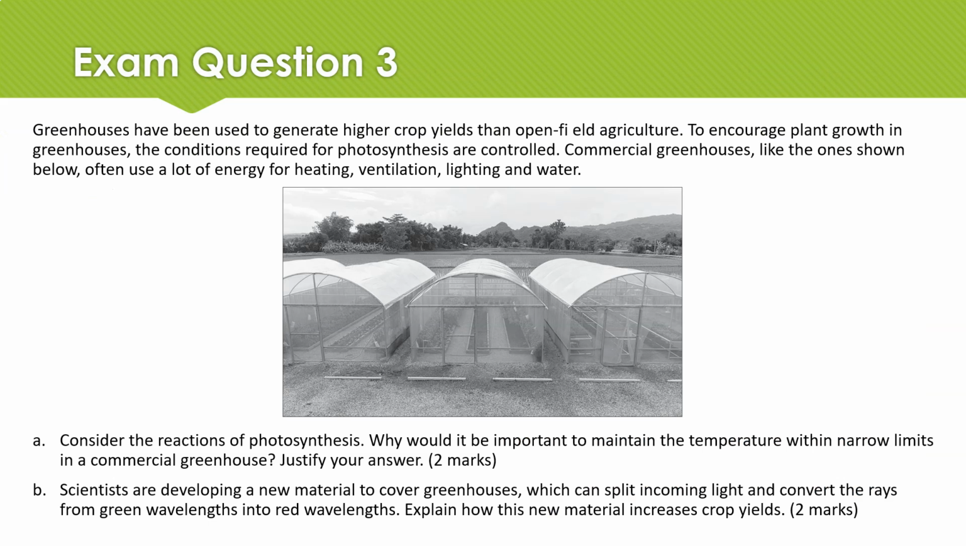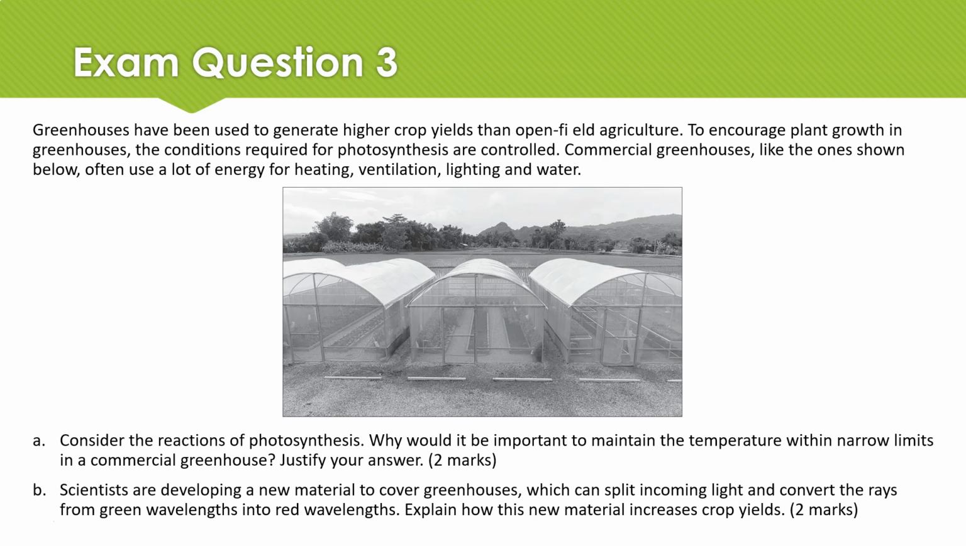This brings us to exam question 3, which says greenhouses have been used to generate higher crop yields than open field agriculture. To encourage plant growth in greenhouses, the conditions required for photosynthesis are controlled. Commercial greenhouses, like the ones shown below, often use a lot of energy for heating, ventilation, lighting, and water. First part, consider the reaction of photosynthesis. Why would it be important to maintain the temperature within narrow limits in a commercial greenhouse, and justify your answer?